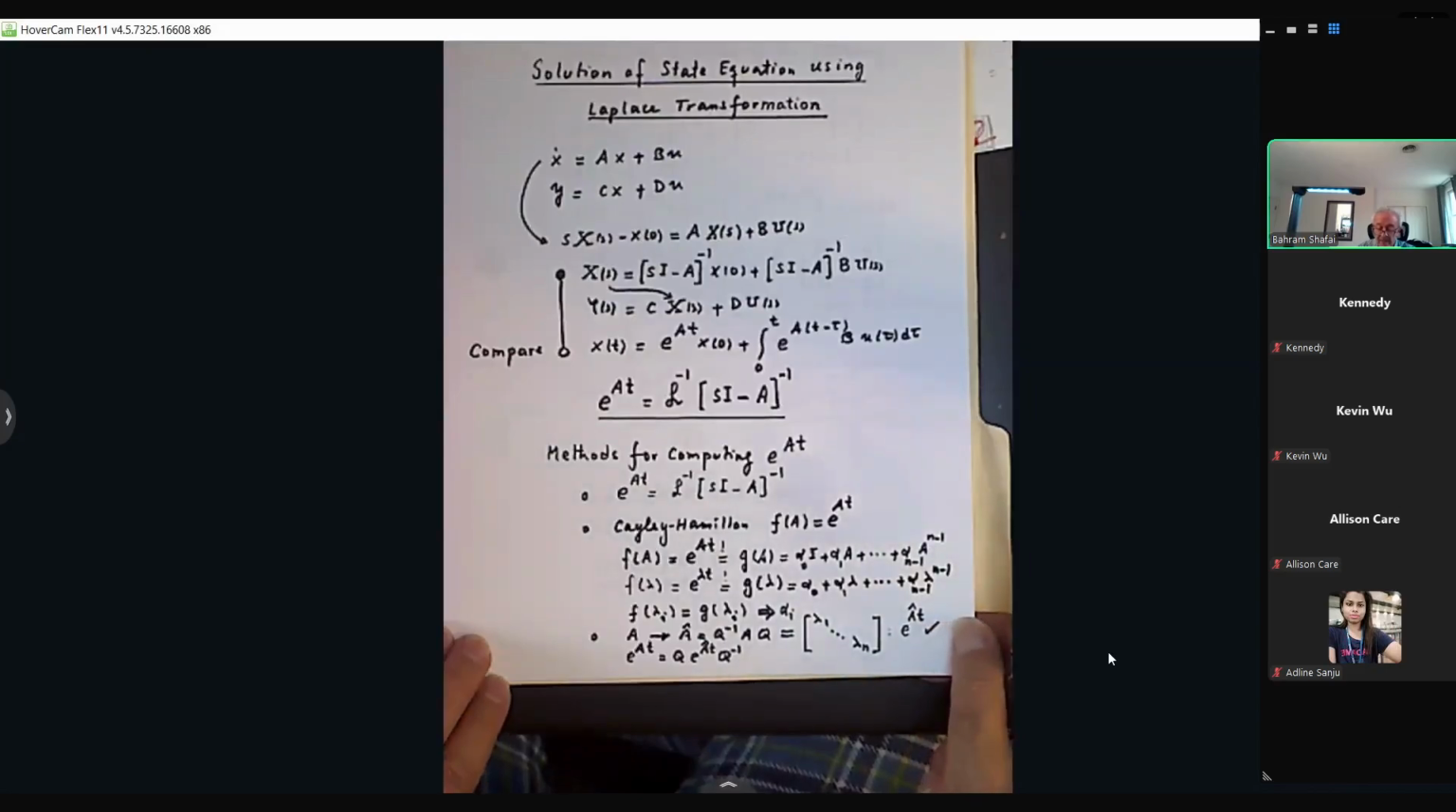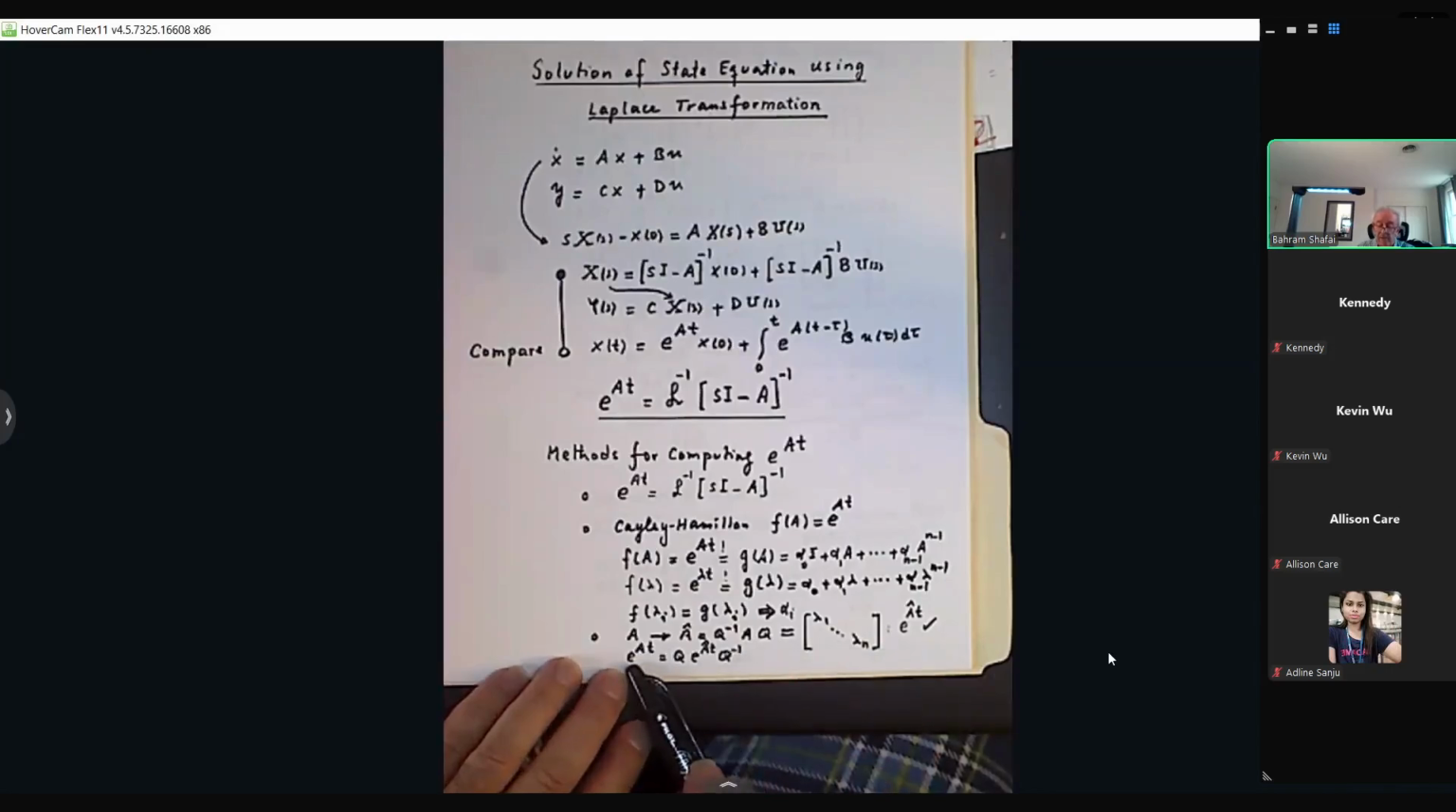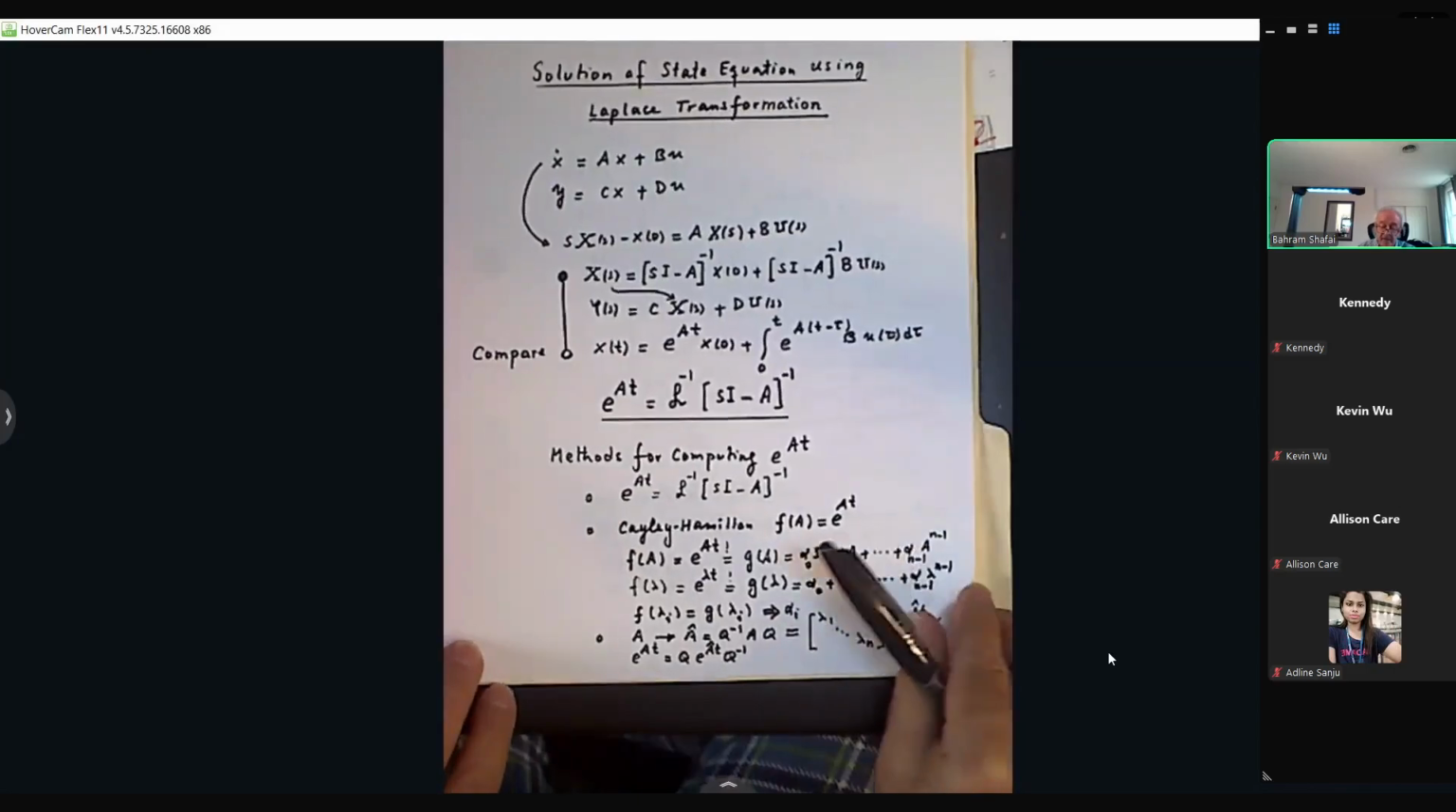There is a third method, where you bring A into diagonal form, and then once you have e to the power A-hat t, you can go back and find e to the power At. That's another way to do it.